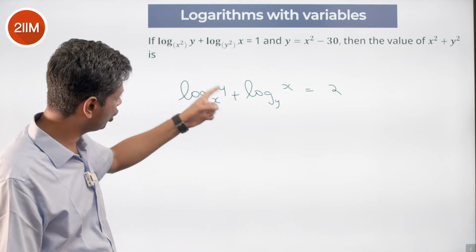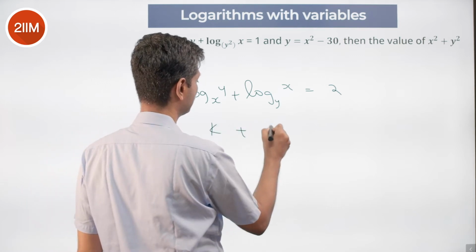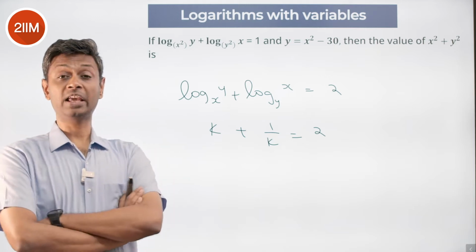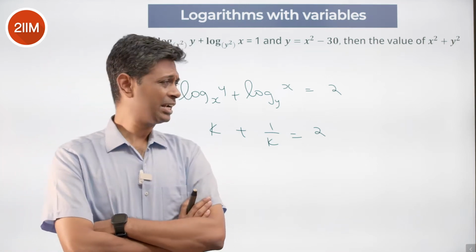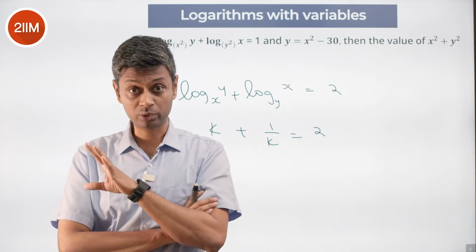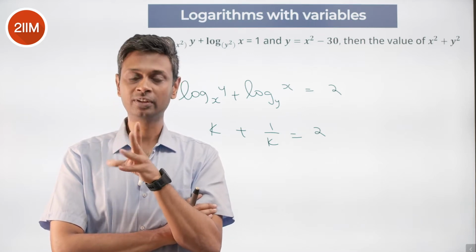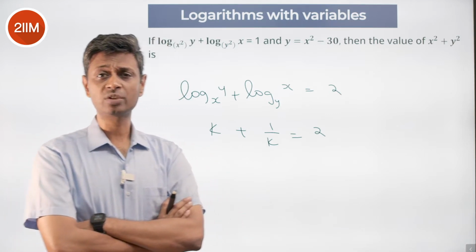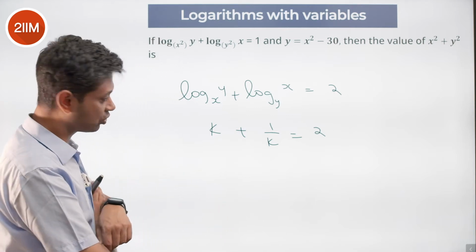Log x to the base y and log y to the base x are reciprocals of each other. Right? We have k plus 1 by k is equal to 2. You know that anything of the form k plus 1 by k is greater than or equal to 2 or less than or equal to minus 2. It will be 2 only if k is 1. Only 1 plus 1 by 1 is 2. If it is positive and more than 1, or positive and less than 1, then it will be more than 2. So 1 plus 1 by 1 is the only instance where k plus 1 by k can be 2. That means we know that k is 1.